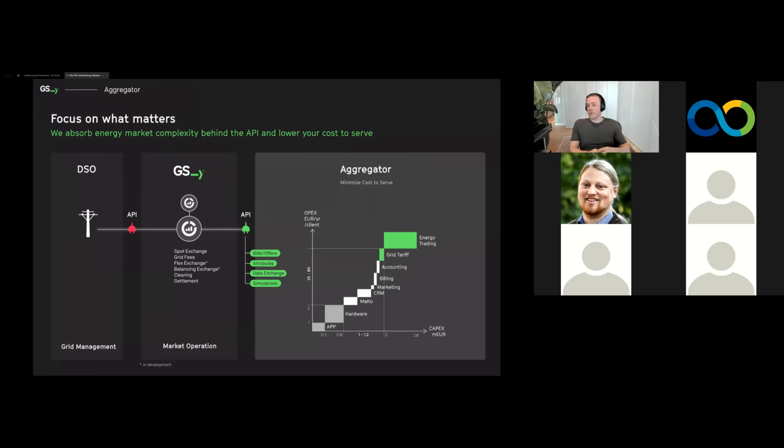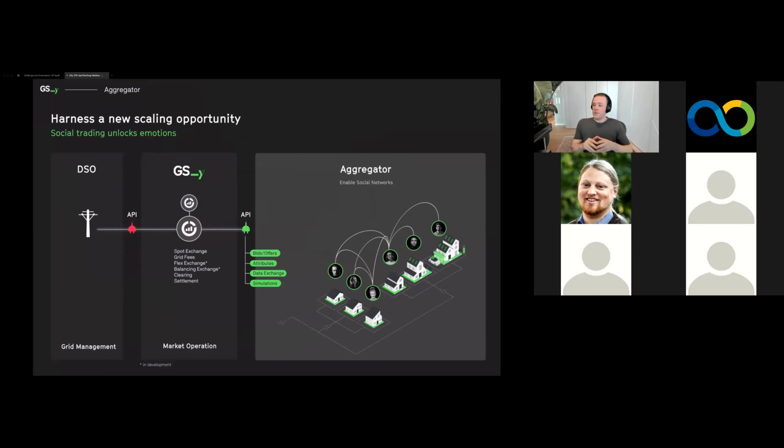So reducing the cost to serve is one goal that we try to achieve for the aggregators. And the other one is that the new degrees of freedom enabled through this API will enable aggregators to scale much faster. Because if you enable your clients to create their own communities and unlock social trading, which very often is based on emotions, social networks are the biggest reason how something can scale exponentially. So there are very good reasons to go in this direction for aggregators, and we hope to get more and more aggregators on board so that we can make this a reality.